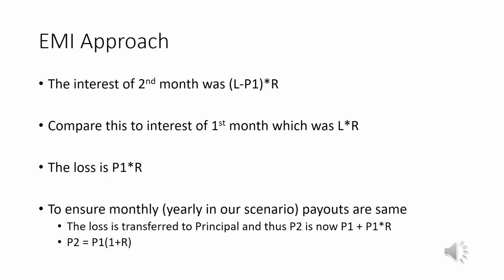Let us pause and analyze what has happened. The interest of the second month was (L minus P1) into R. Compare this to the interest of the first month, which was L into R. So the loss of the interest is P1 into R. To compensate this loss of interest, we add this to the principal P1. So P1 plus P1 into R gives you P1 into (1 plus R). This is the same exact result that we saw before. I'm just presenting it so that it's more understandable and intuitive.